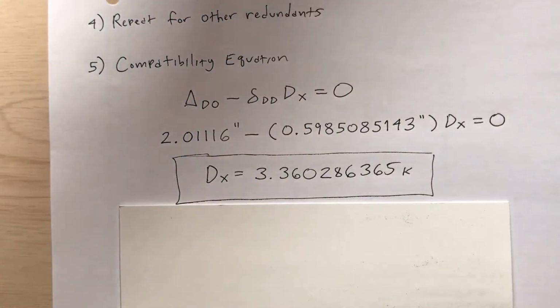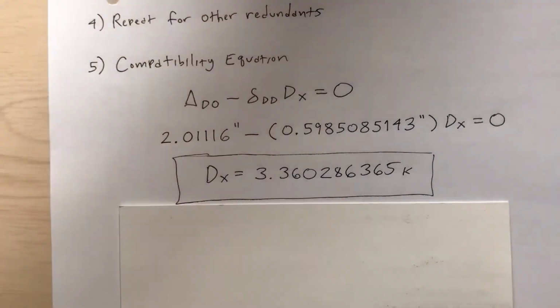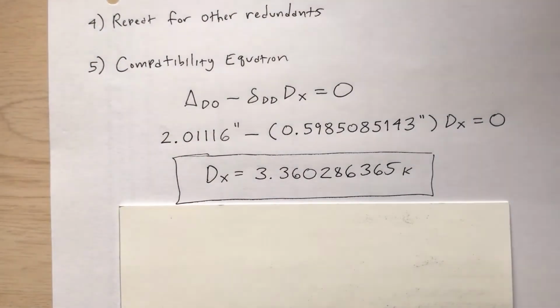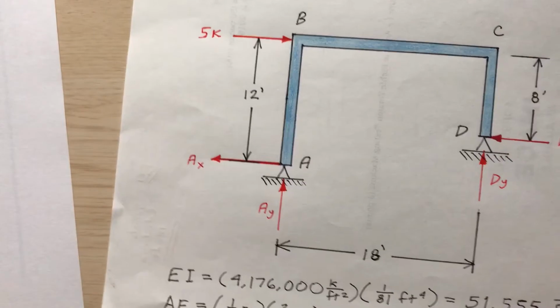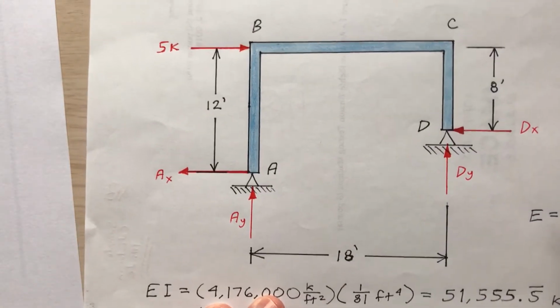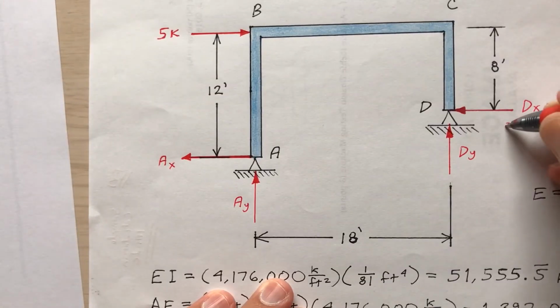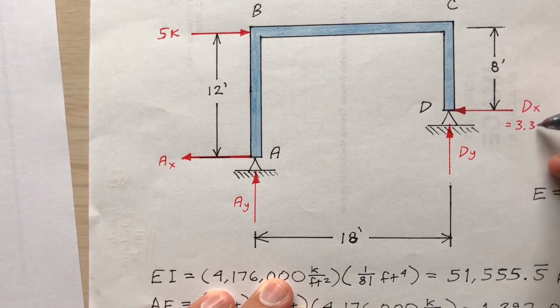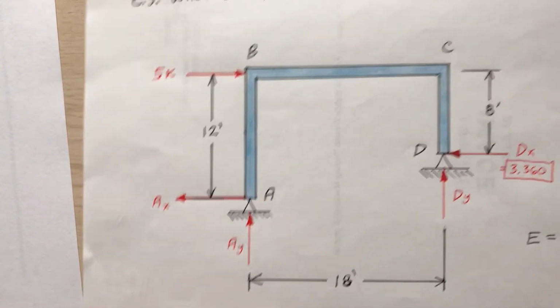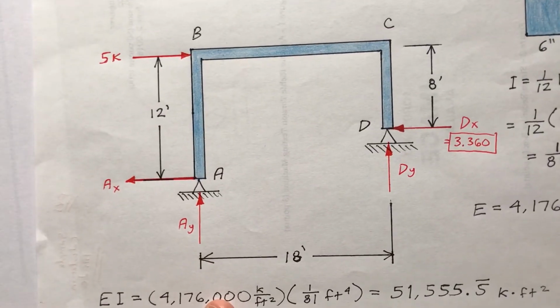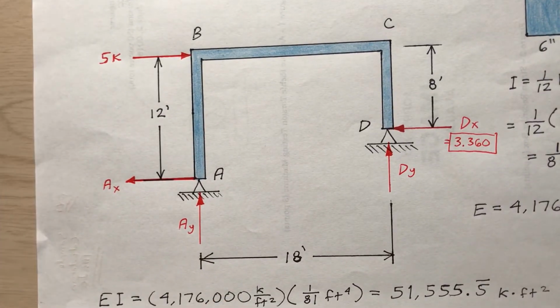Okay, so let me find my original drawing. Sorry, I've got papers floating around everywhere. Okay, so let's say 3.360. I'll round it to 3.360. Okay, so here I have a d sub x, 3.360. Okay, how does that look? Can you see this? Okay, so that's the horizontal reaction at point D.